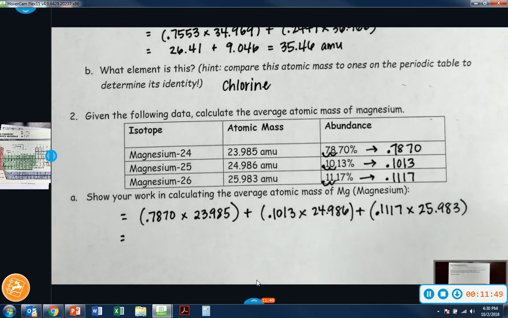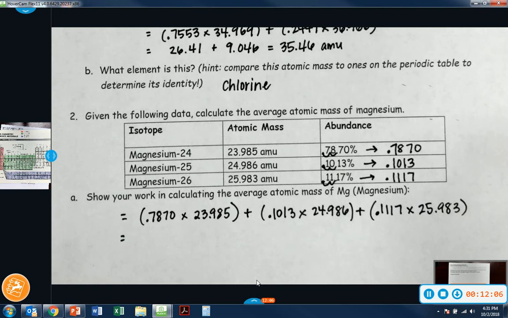Now that we have everything plugged into our formula, we can multiply each isotope by its percent abundance and then add those up, and then we'll see what our final answer is. We're going to pause the video. I'll let you try to figure this out on your own, and then we'll compare our answers at the end.